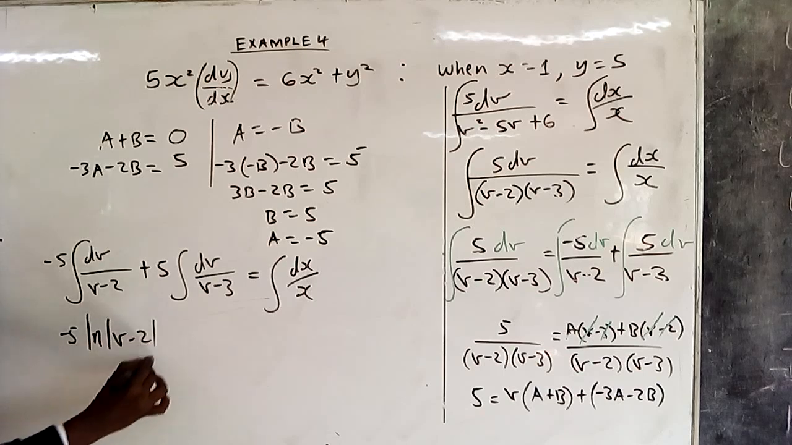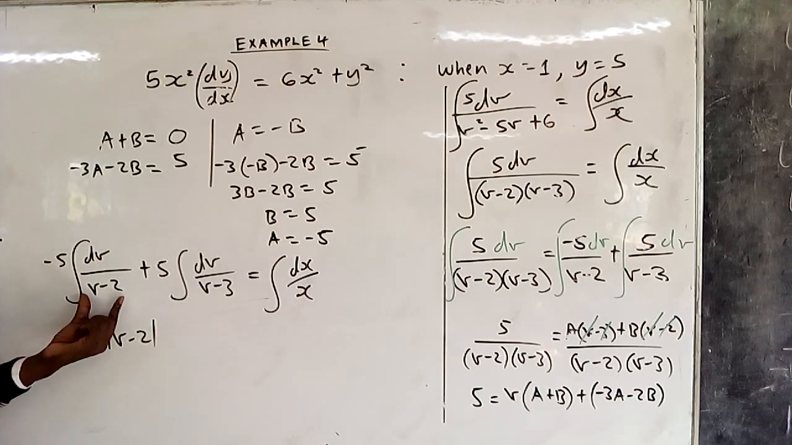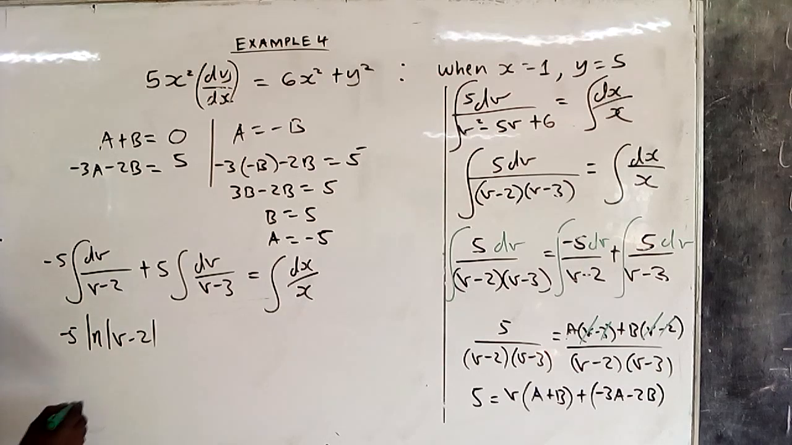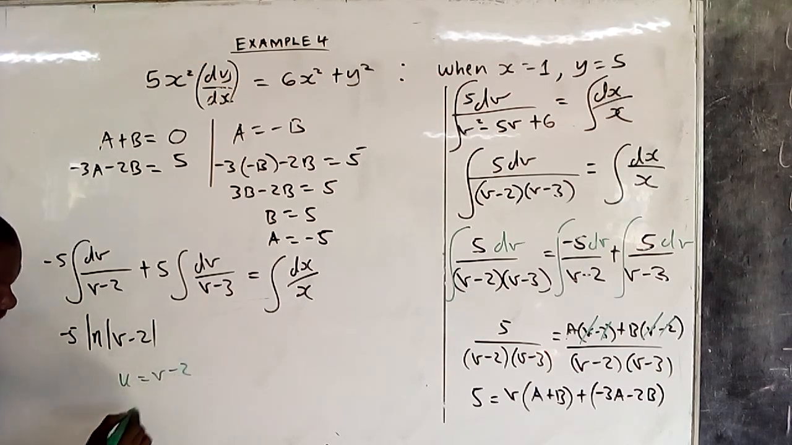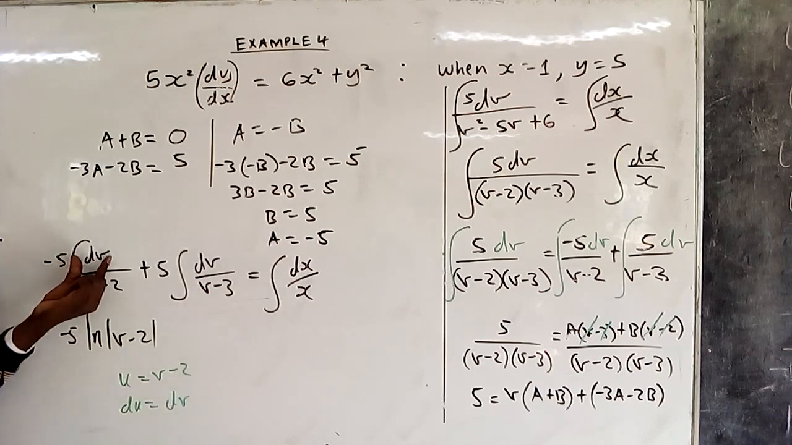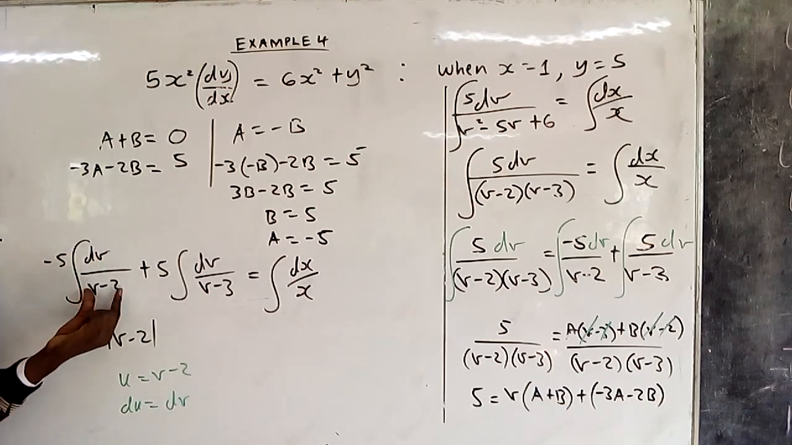ln of v minus 2, meaning you let v minus 2 be u, isn't it? So if you let v minus 2 be u, that is algebraic substitution. So it means du is equal to dv. So where there is dv, you put du. So it's like we have du over u, which is ln of u, isn't it? Yes. But our u is v minus 2. Are we together?